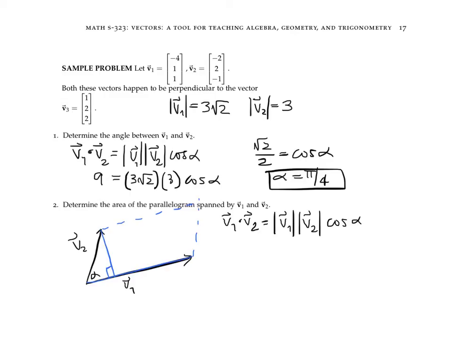So let's solve for cosine times the length of v2. If we have the length of this side and the length of this side, we can use the Pythagorean theorem to get the length of that side. So what we're using the dot product to do on this side is using it to compute this little tiny base of the right triangle.